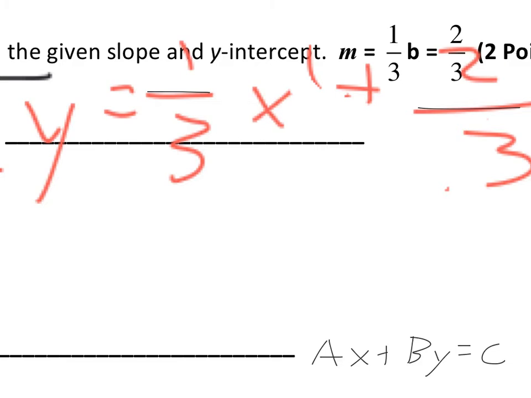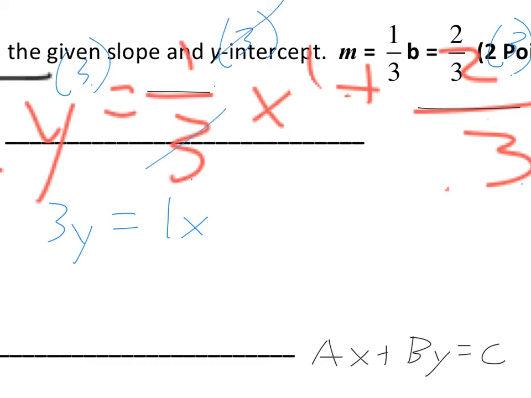So if you remember, what I do to get rid of that fraction is multiply by the denominator. I multiplied everything times 3 because that was the denominator. So this is what I come up with: 3y equals 1x, because all that happens is my denominator cancels out with what I multiplied by, plus 2. The 3's canceled out. I just have the 2 now.